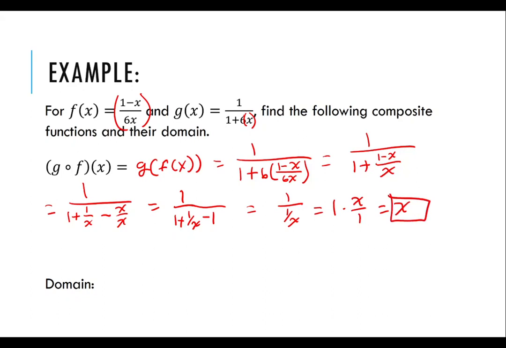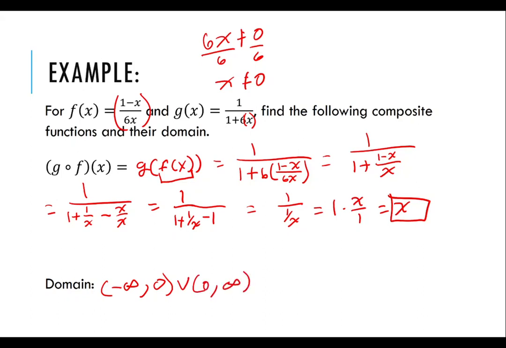We'll learn later that this means they're inverses, but for now we just have to deal with the domain. We'll notice that my final composition has no domain restrictions, so then I just have to be concerned about the inner function's domain restrictions. The inner function's domain restrictions are 6x cannot equal 0, and so divide by 6, x cannot equal 0, and so the domain for my composite function is just everything but 0. Negative infinity up to 0, not including, union not including 0 up to infinity.